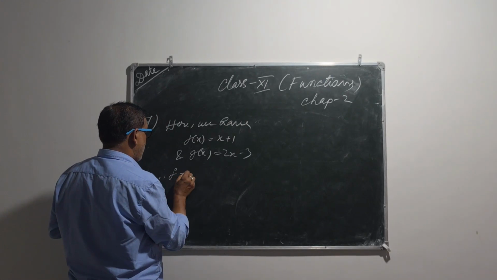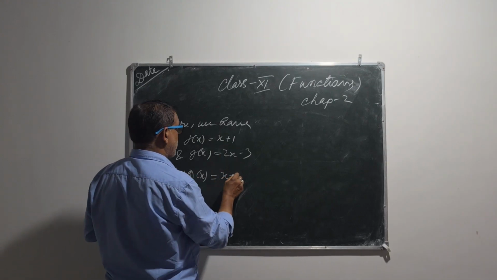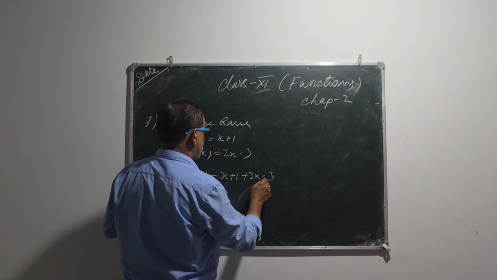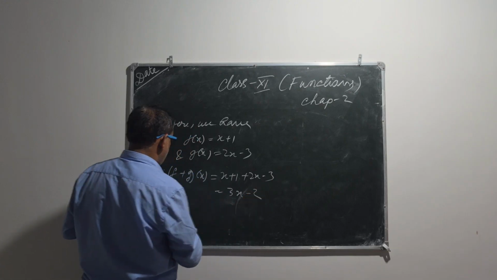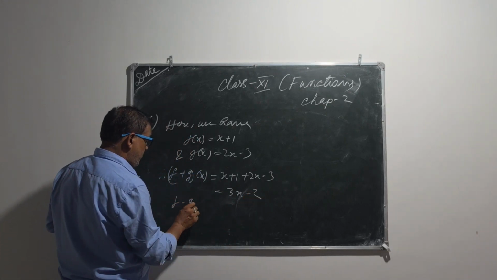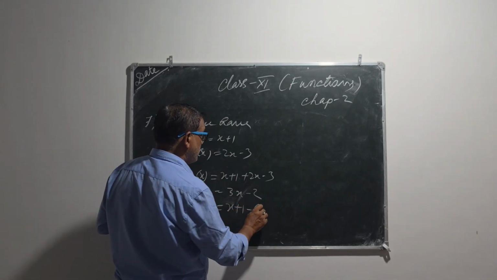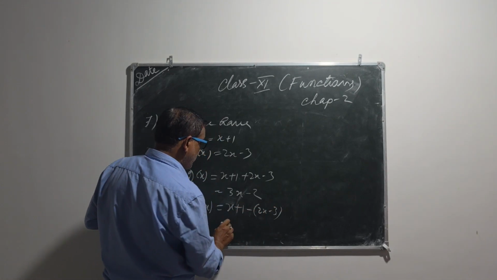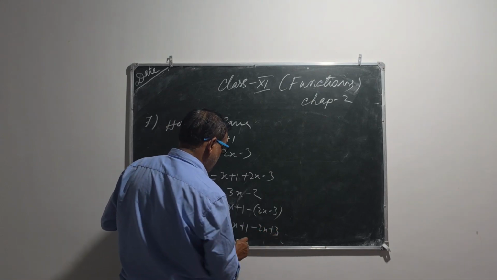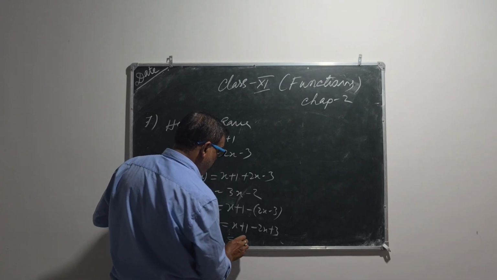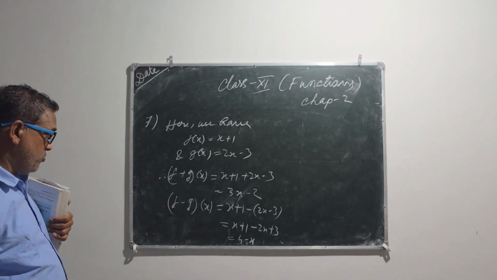f plus g of x, the sum of these two functions, will be x plus 1 plus twice x minus 3, which is 3x minus 2. Therefore, if we subtract, f minus g of x will be x plus 1 minus twice x minus 3, that is x plus 1 minus 2x plus 3. Finally it will be 4 minus x, the difference of these two functions.